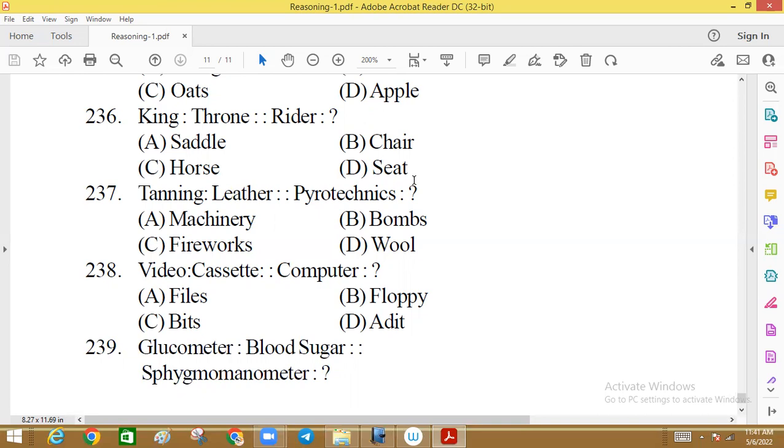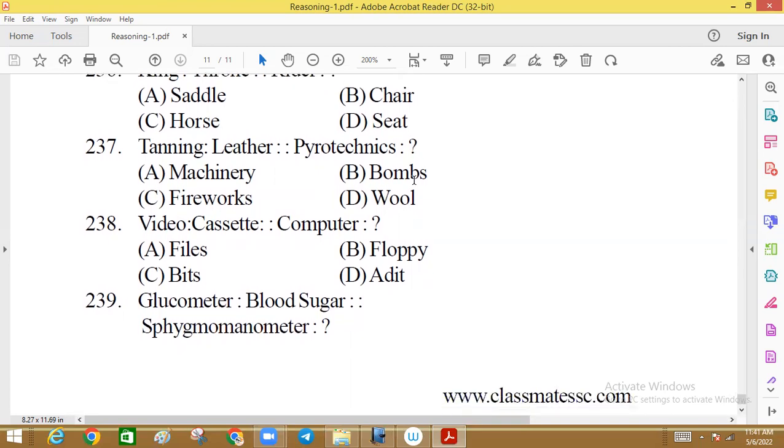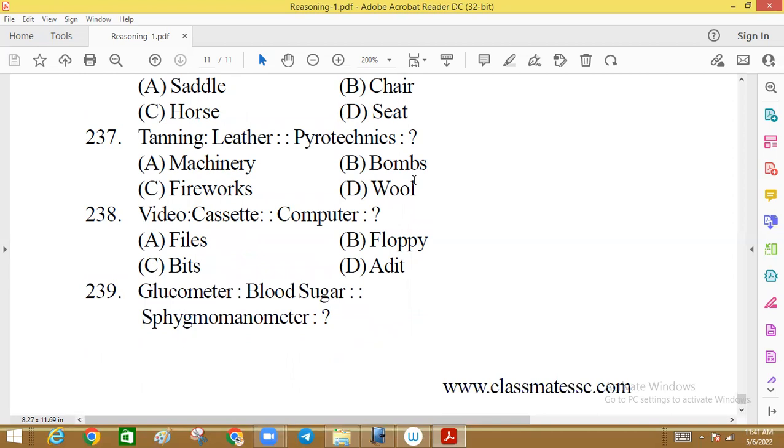Next, 237. Tanning, leather. Pyrotechnics. We'll make it fast. What is the relation between tanning and leather? The process of making leather from skin is called tanning. In the same way, what is pyrotechnics? Pyro, P-Y-R-O, means fire. So pyrotechnics is something related to fire. So the answer is fireworks. The process of making fireworks is called pyrotechnics. Pyro means fire, techniques means the technique to make the fireworks.